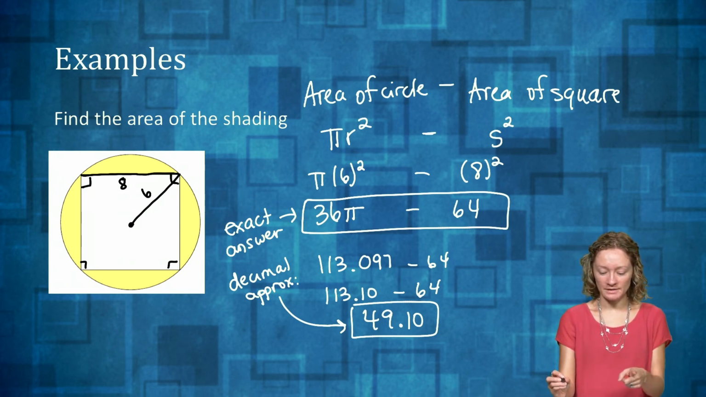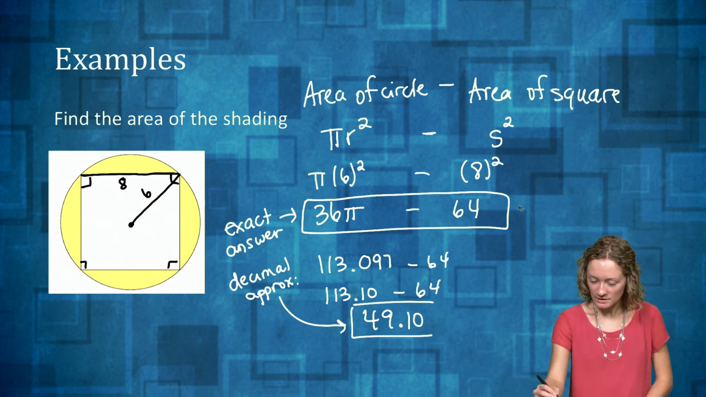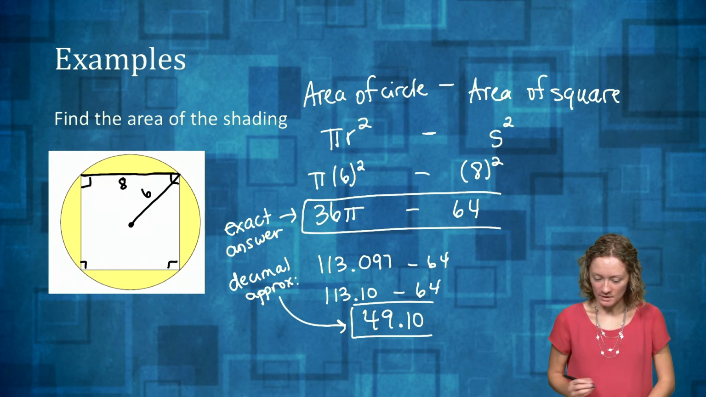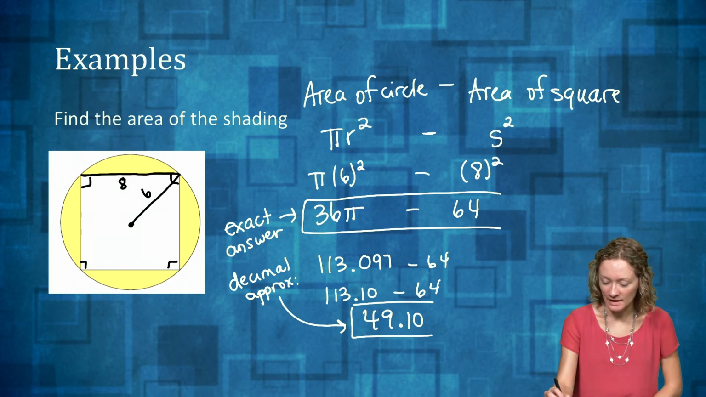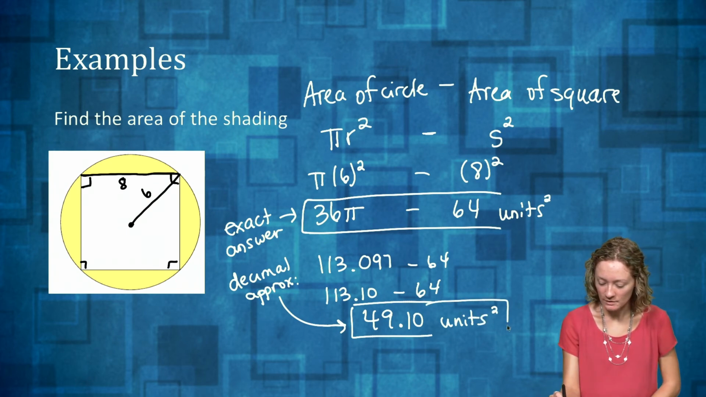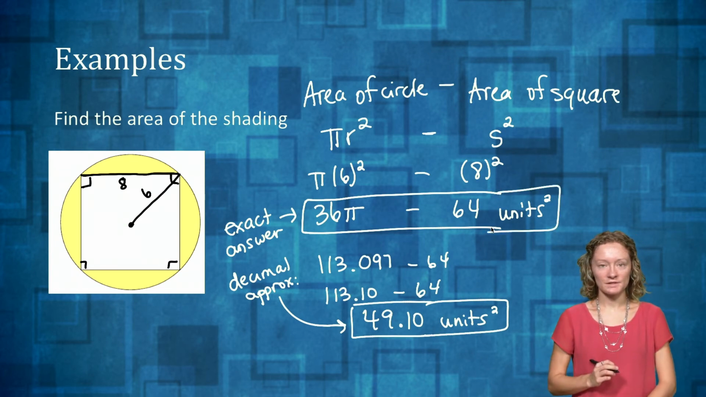Oh, but one last thing is missing from both answers. It's the units. So in each case, either one, we still need to write our units in. We don't have inches, feet, anything like that, so we'll just write the word units. But we're talking about area here. So these are both units squared.